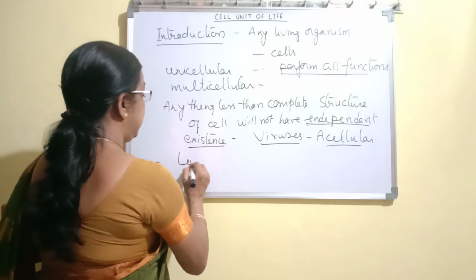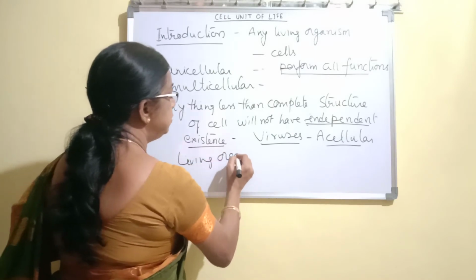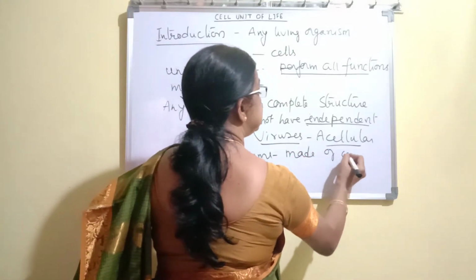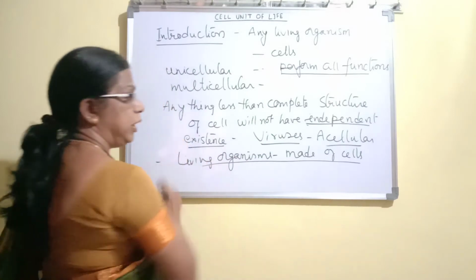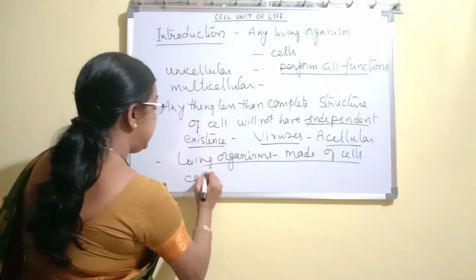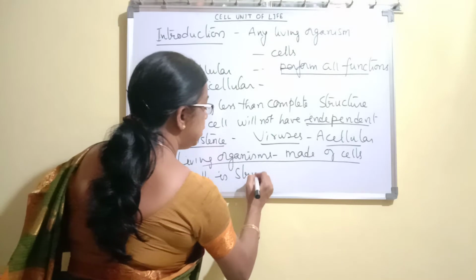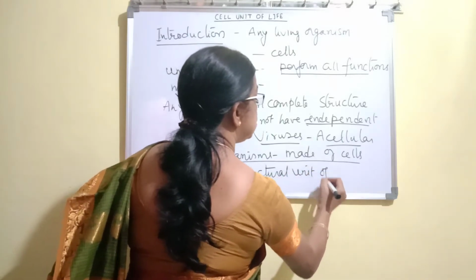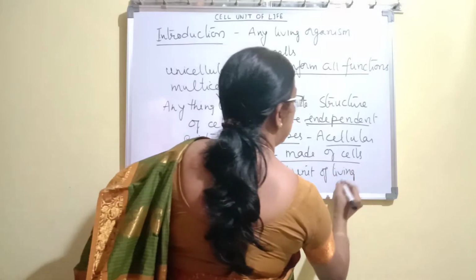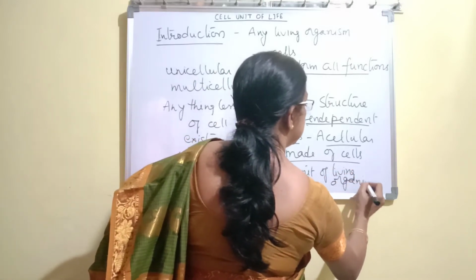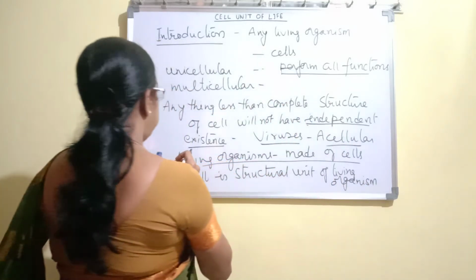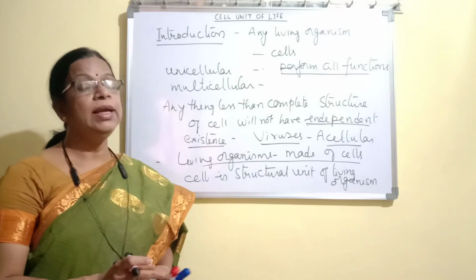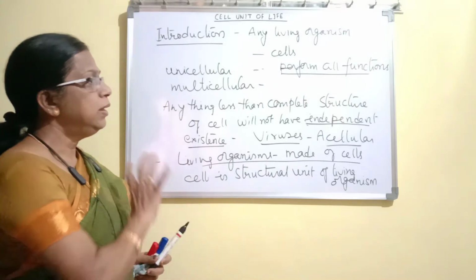Therefore, living organisms are made of cells, or the cell is the structural unit of living organism. Cell is a structural unit of living organism. So the functioning of any living organism will depend upon its individual cells. That is what is the structure.